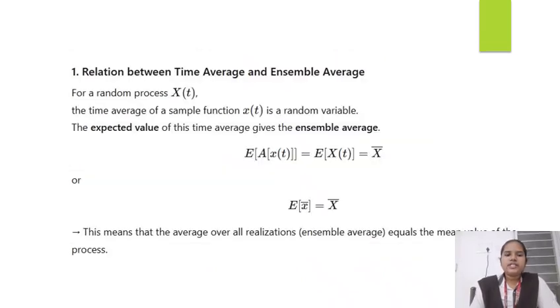And here we see the relation between the time average and ensemble average. For a random process X(t), the time average of a sample function x(t) is a random variable. The expected value of this time average, the ensemble average, E[A[x(t)]] equals E[x(t)] equals X bar, or E[x bar] equals capital X bar. This means that the average over all realizations, the ensemble average, equals the mean value of the process.